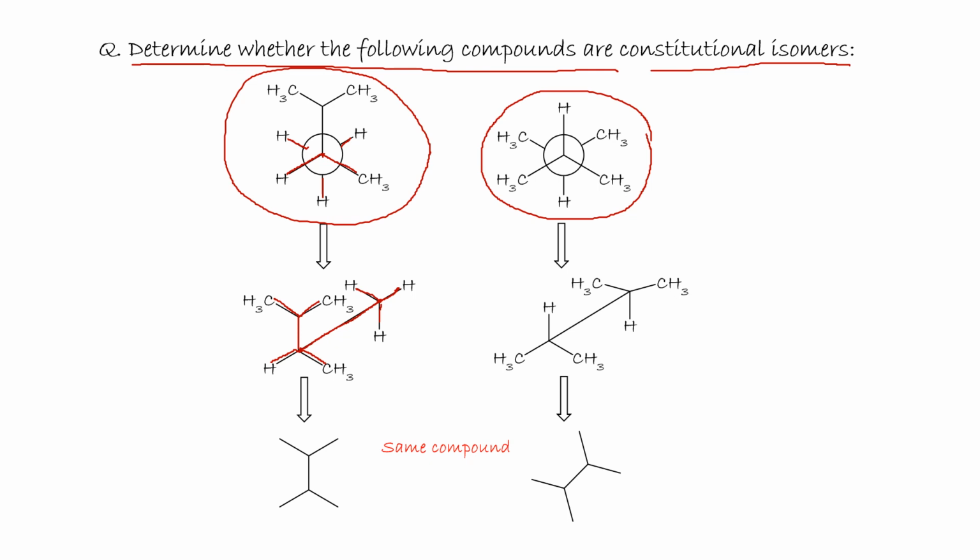Now we have here carbon carrying CH3. This carbon is carrying CH3, carrying CH3, carrying isopropyl group. This compound is 2,3-dimethylbutane.